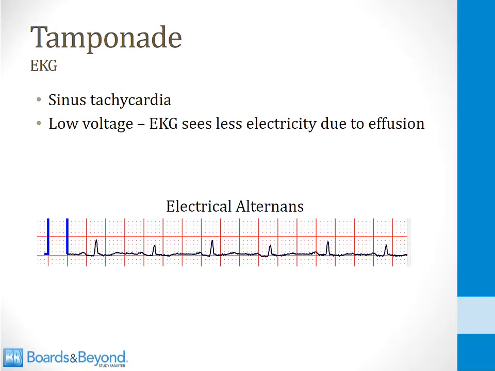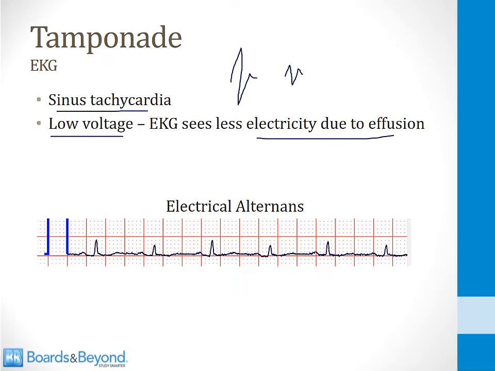There are some EKG findings that may be seen in tamponade. Most patients have sinus tachycardia. You may also see low voltage of the QRS complexes. The EKG sees less electricity due to the effusion around the heart, and therefore instead of having a big, tall QRS complex, you may have a small QRS complex.